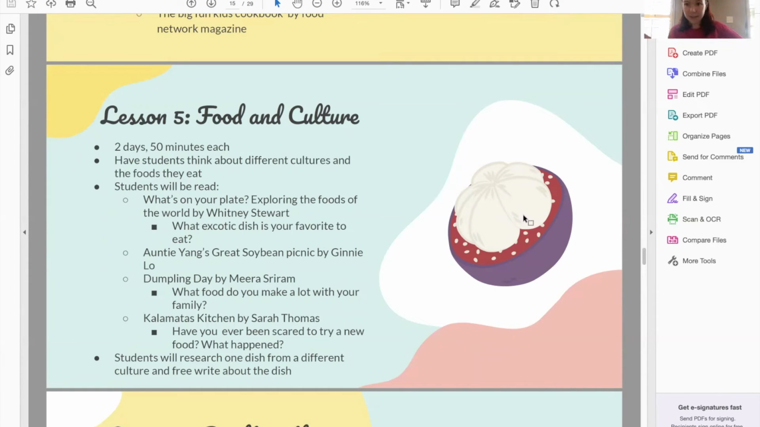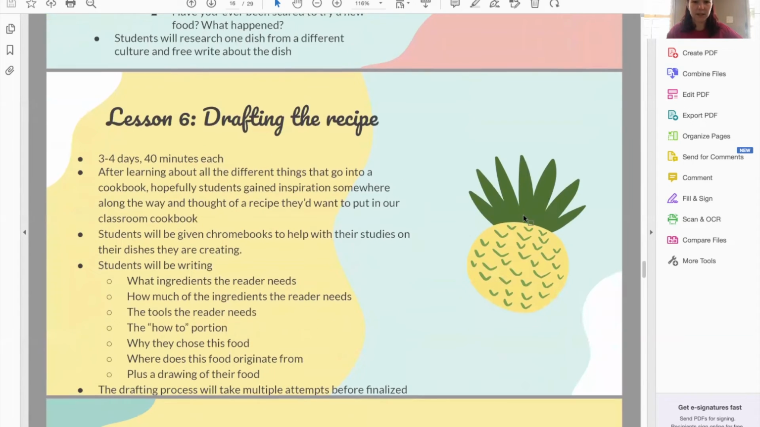And then I added this just if time allows: students will research one dish from a different culture and free write about the dish. Yes, just a lot of free writing to get their minds thinking.